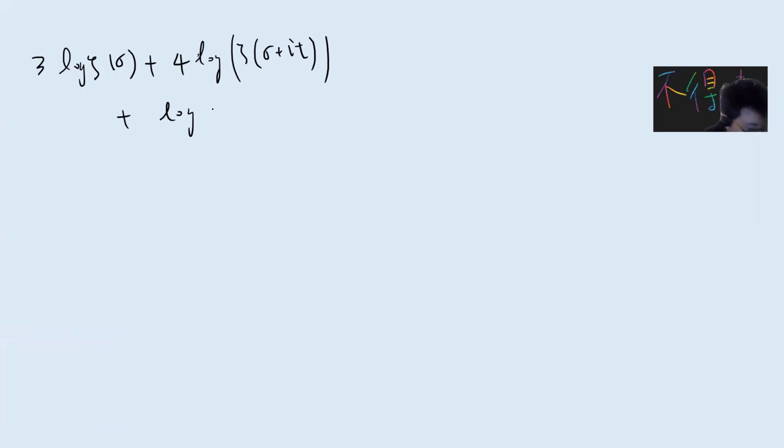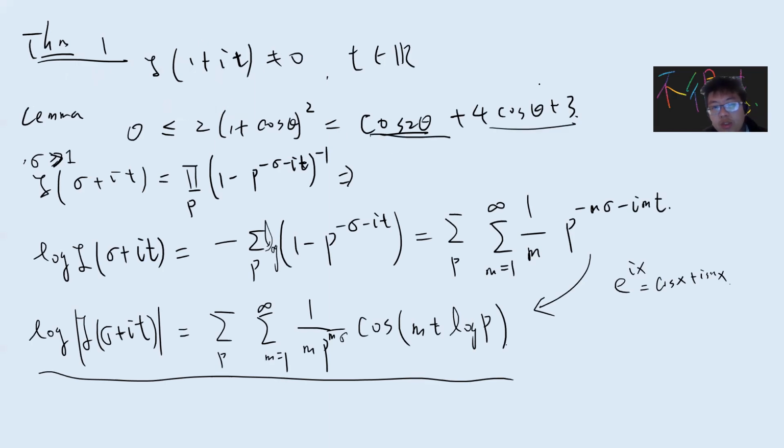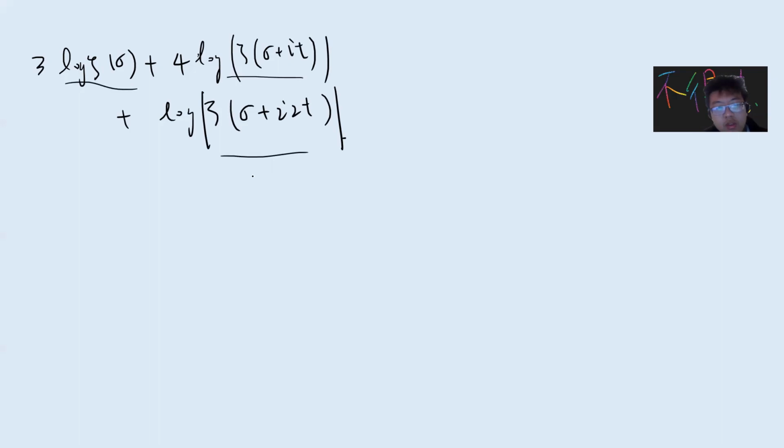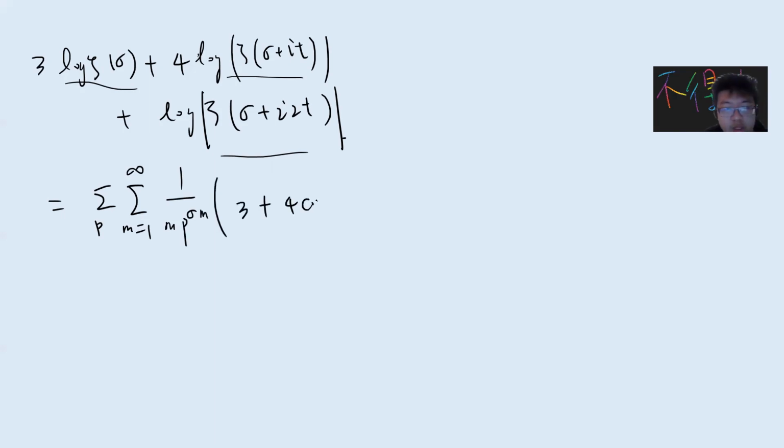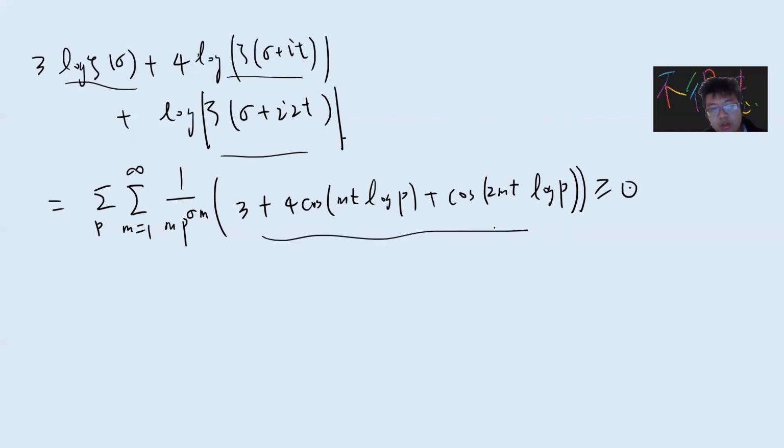So it's the zeta function of sigma plus i2t. Okay, so you do this as cosine 2 theta plus 4 cosine theta plus 3, right? So you get 3 cosine terms. You can simply write the summation over p and m from 1 to infinity, 1 over m p to the m sigma, times 3 plus 4 cosine of mt log p plus cosine of 2mt log p, which is greater or equal to 0 because this term is greater or equal to 0.